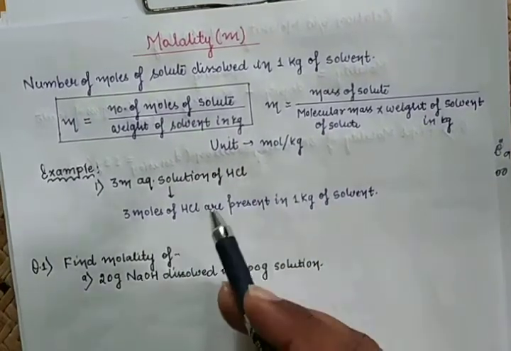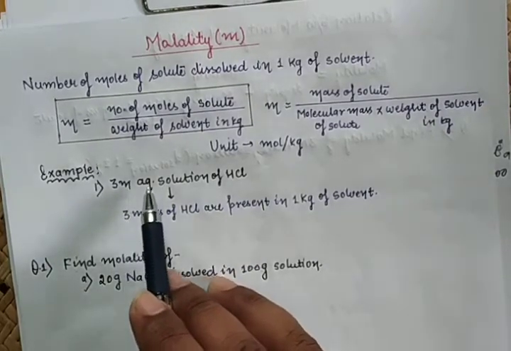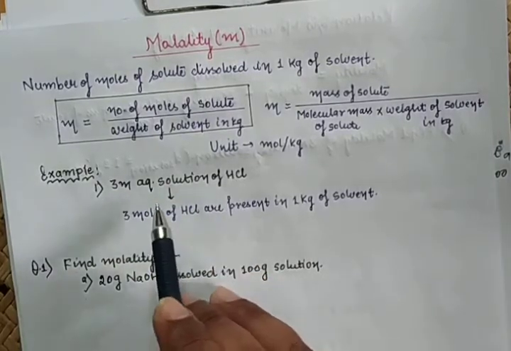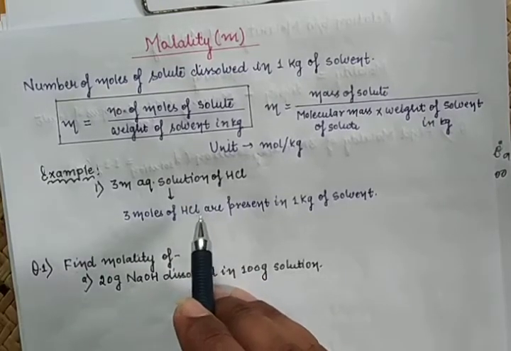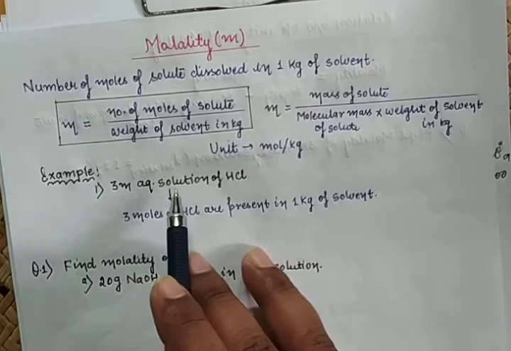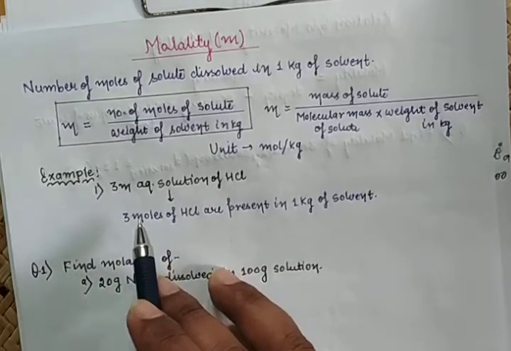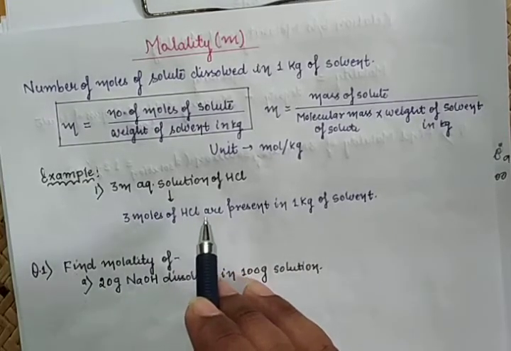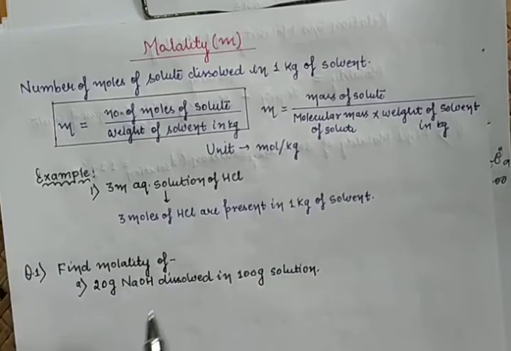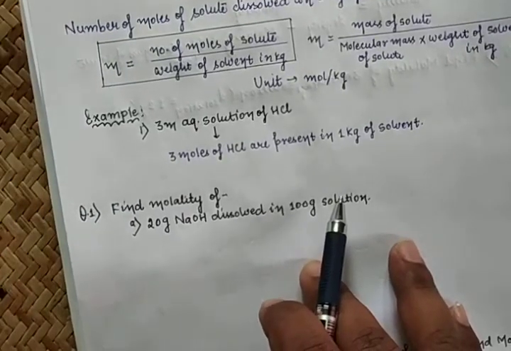Okay, now what is the meaning of molality? Suppose you have a 3 molal aqueous solution of HCl. It means 3 moles of HCl are present in 1 kg of solvent. Suppose you have a 5 molal aqueous solution of H2SO4. In this case it means 5 moles of H2SO4 are present in 1 kg of solvent. Okay, clear?